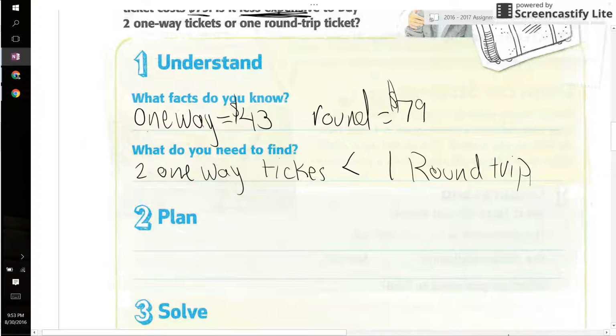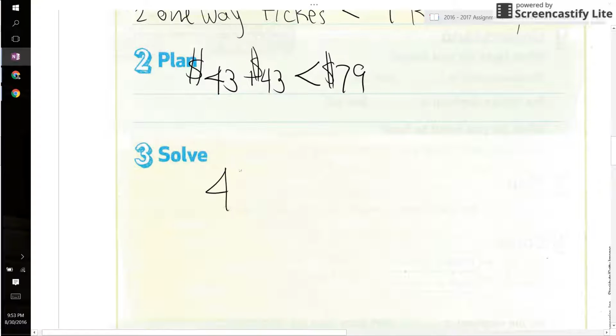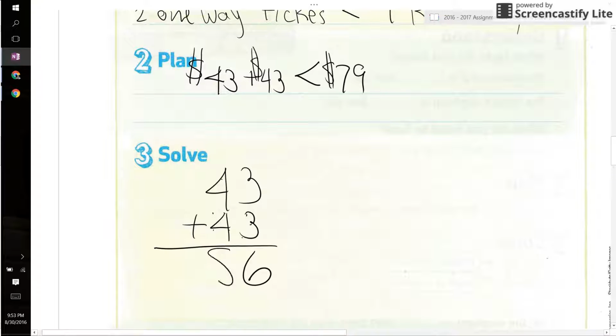So I think the easiest way to do this is to find out, is 43, and we're going to have to buy it twice, right? So we're going to add 43 plus 43. Is that less than 79? Okay. So let's start by solving this. We have 43 plus 43. 3 plus 3 is 6, and 4 plus 4 is 8. $86. So is $86 less than 79?